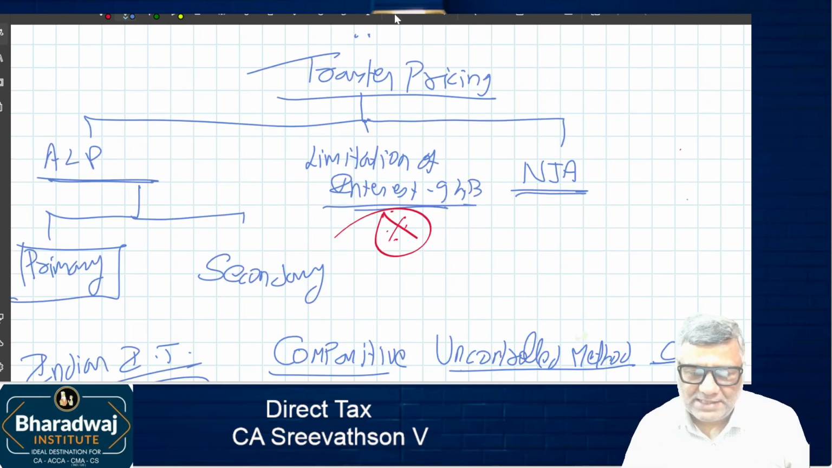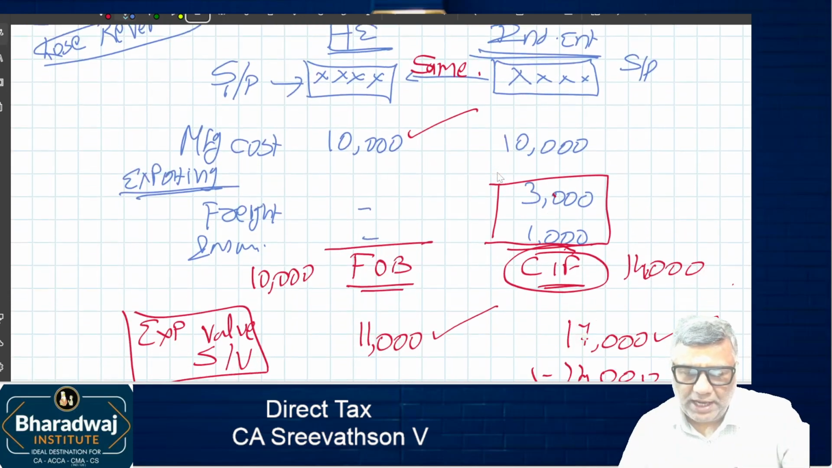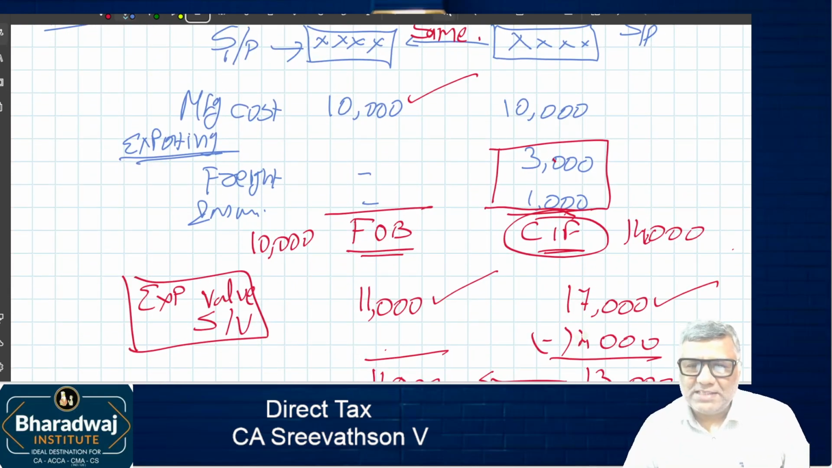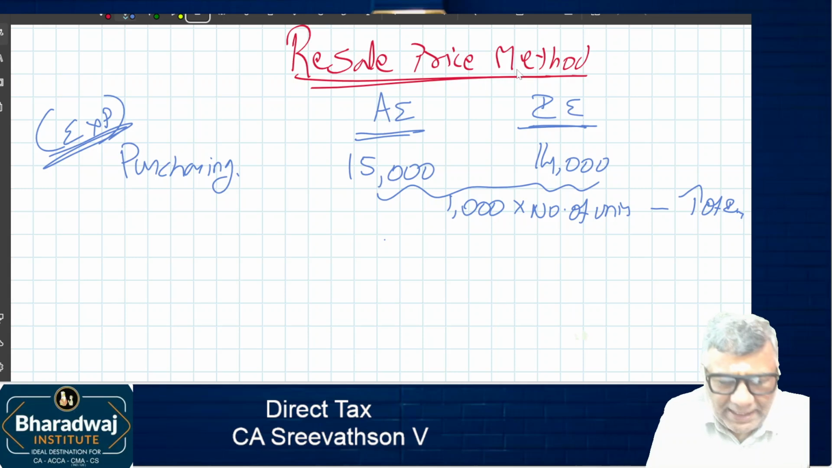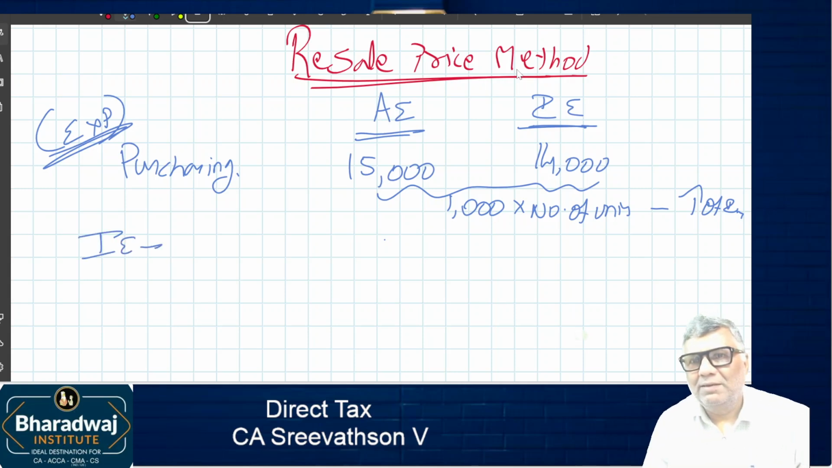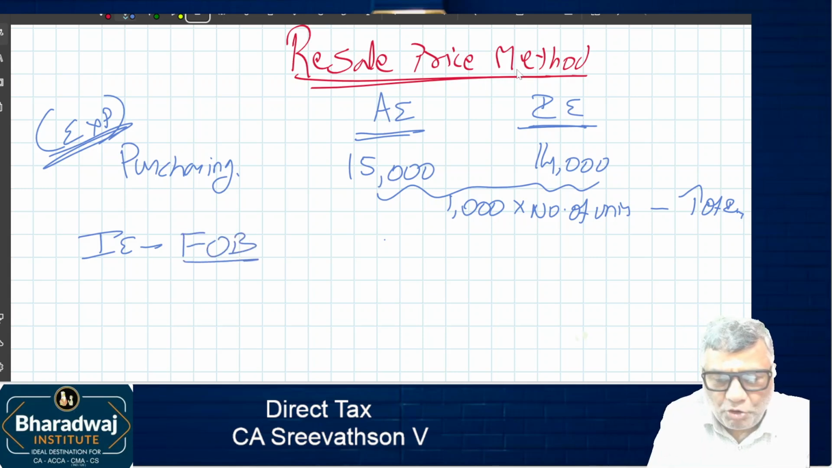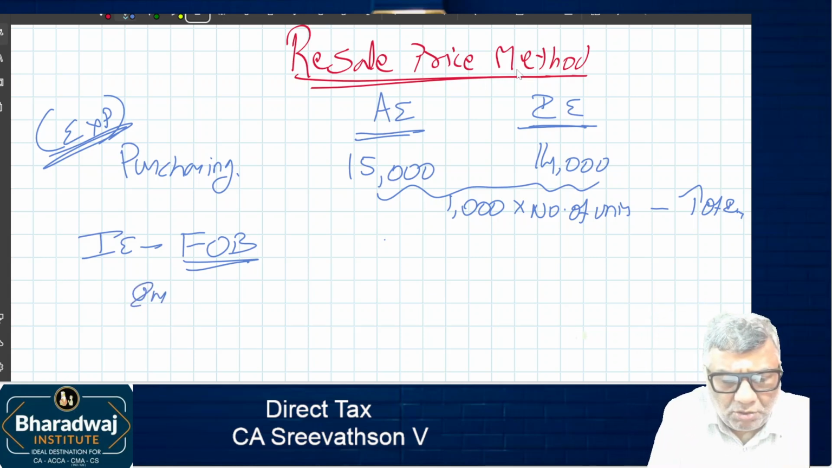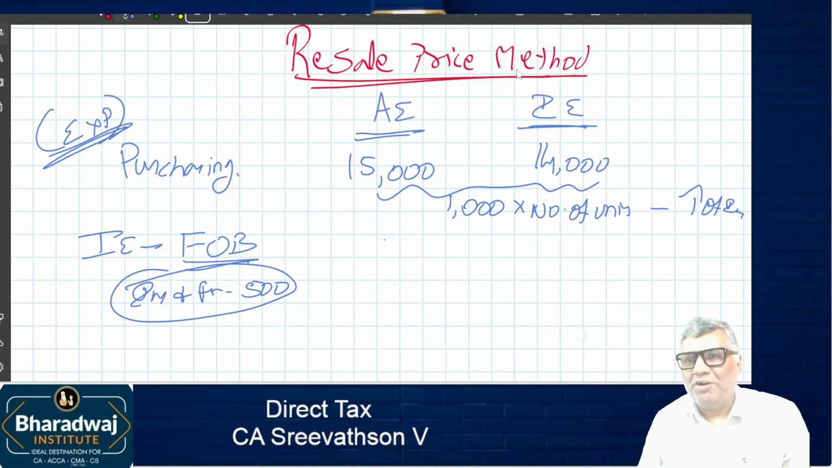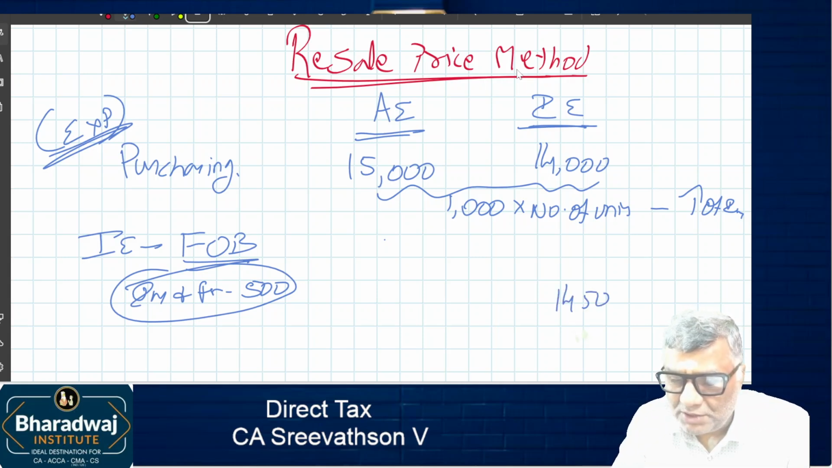Friends, in the previous example I gave you, I was talking about insurance and freight. Let us take, in the case of independent enterprises, he sends me on FOB, which means I should bear insurance and freight, which comes to 500 rupees. Now go slow on this. Which means my purchase price is 14,500.